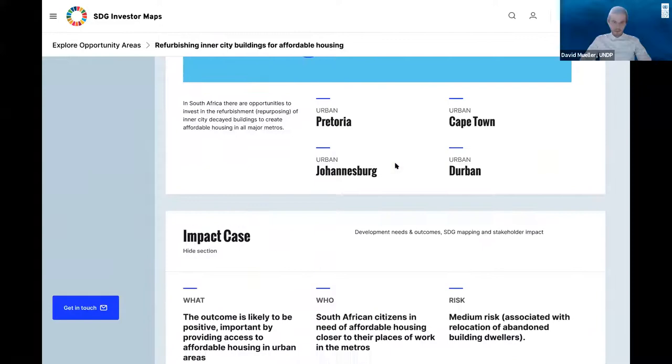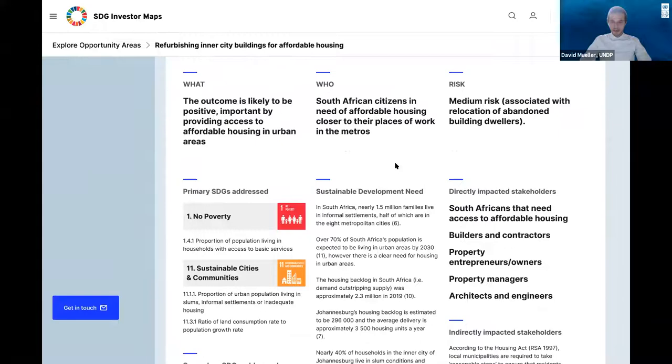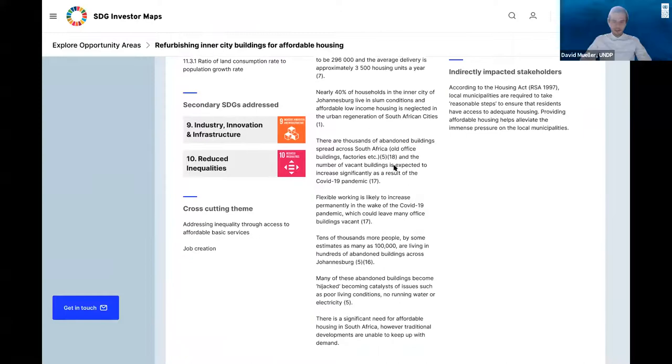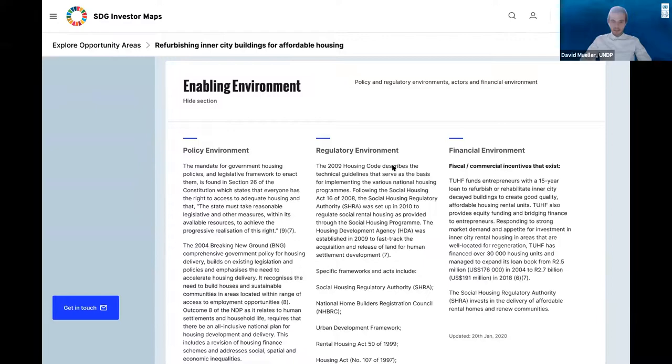Again, the SDGs, who is impacted, the stakeholders, what are some of the impact risks? So meaning what is the possibility that we are not actually achieving the impact that we have set out with this investment opportunity. And the enabling environment, as also has been discussed with Sylvia.